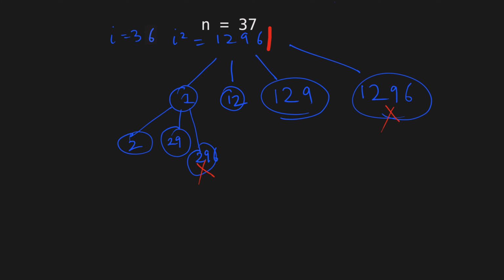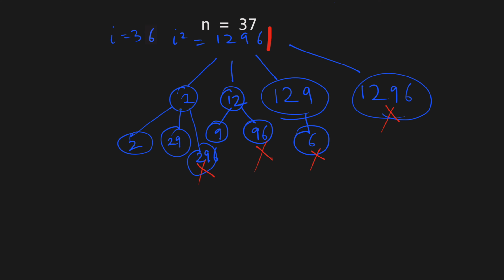Similarly, after 12, we can have 9 or 96. And again, this is a terminal state. And here we have sum as 108, which is not equal to i equal to 36. So this is also not a valid terminal state. And after 129, we have only 6, which sums up to 135, again not equal to 36. Hence, not a valid terminal state. So this is how we will continue doing the partition.